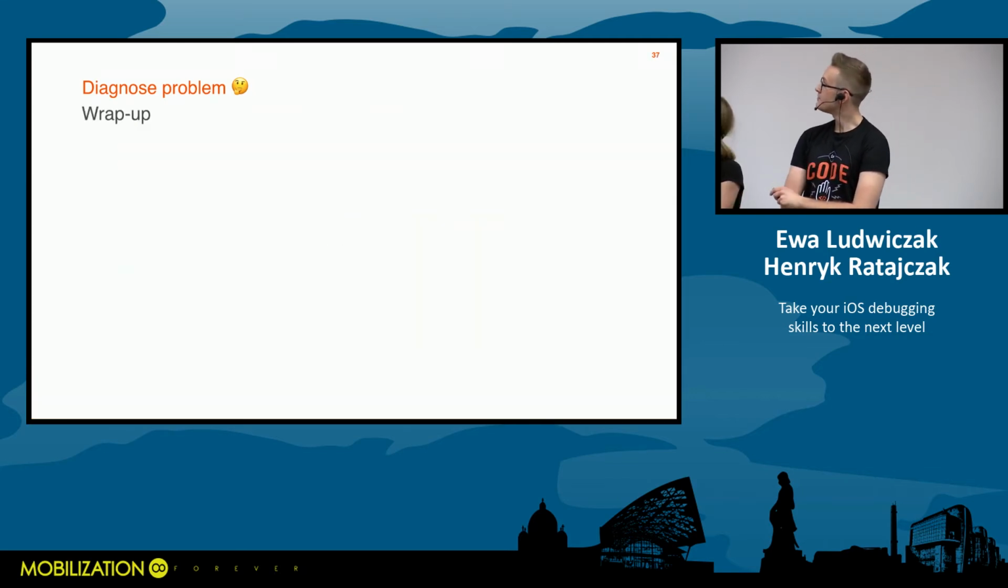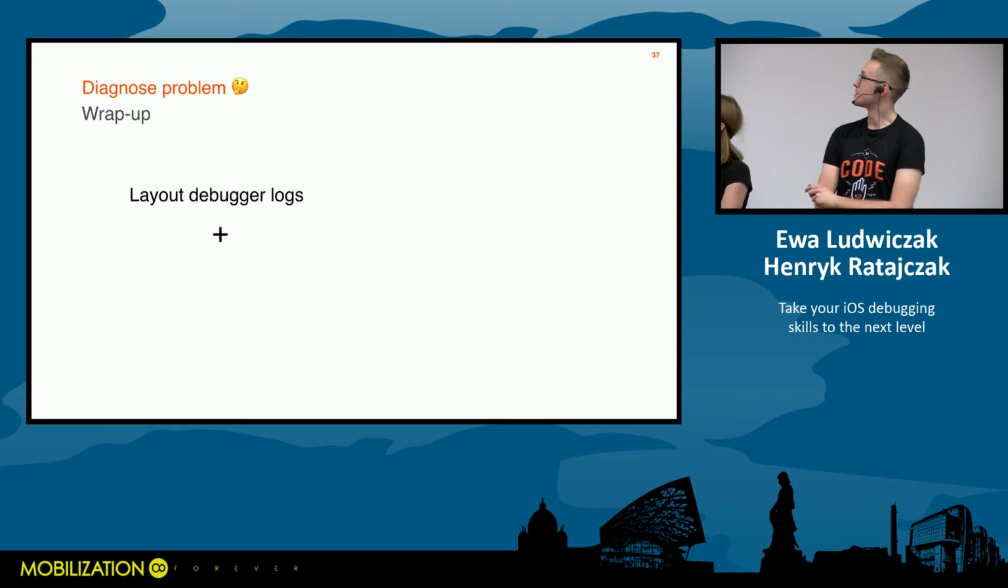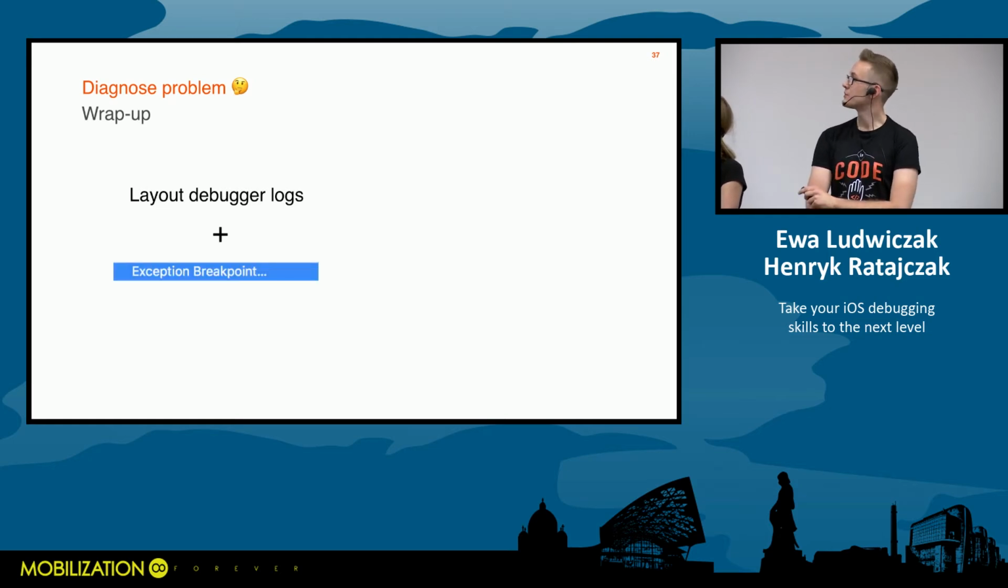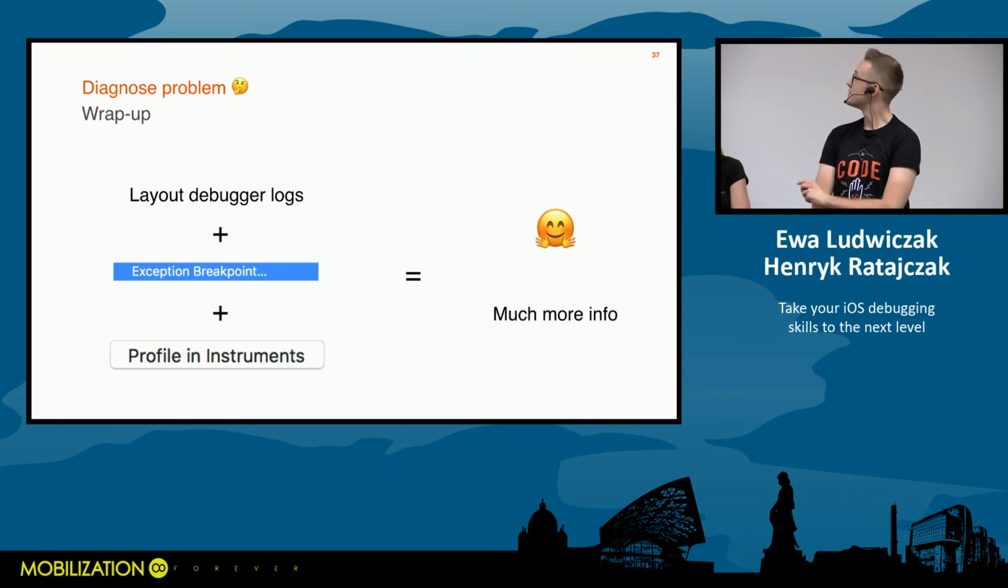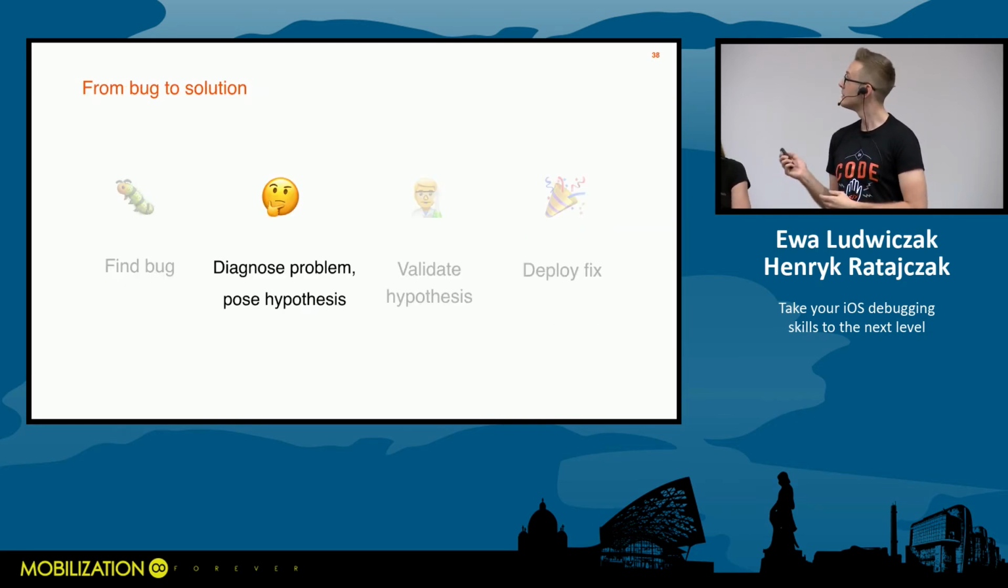Wrapping up this section: layout debugger logs, which are extremely informative, along with the possibility to set a breakpoint on the exception and pinpoint the exact place in code where the layout loop begins, and profiling the situation, handing over the session from Xcode to Instruments, gives you much more info, which can give you a fresh perspective or even any starting point for your problem that you didn't have any idea how to fix.